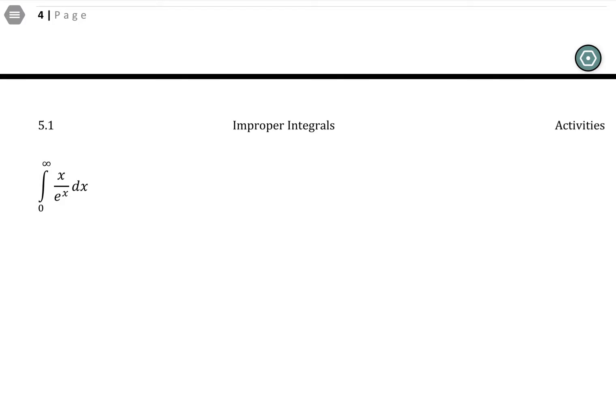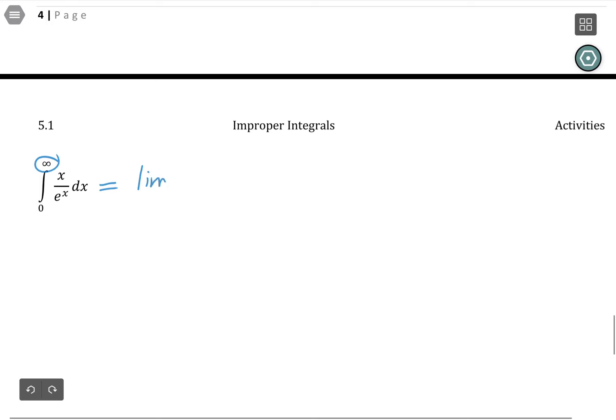Okay, last but not least, one more with an unbounded integral, just for good measure. So here I can definitely tell that I have an infinity. In the bottom of that fraction, e to the x is never 0, so I shouldn't have any asymptotic behavior. So I'm just going to worry about a limit as b goes to infinity of the integral from 0 to b of x over e to the x dx.